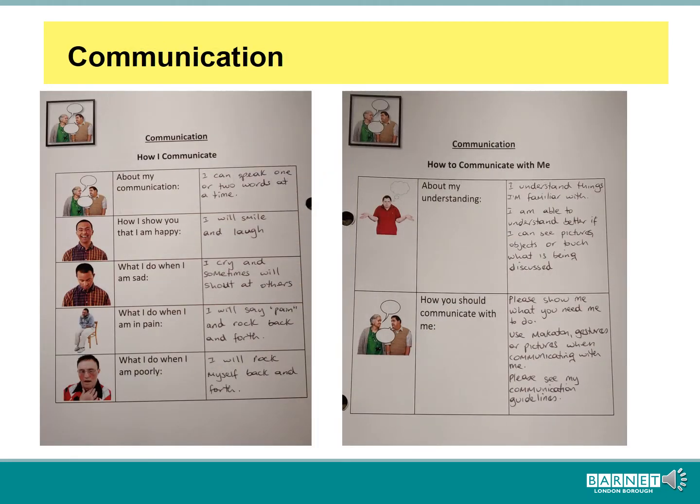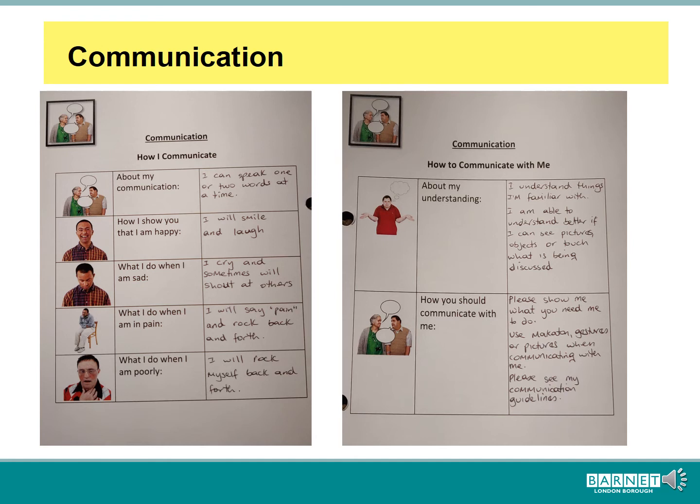So, examples that I've placed in here for communication. The first page is how I communicate. I've filled it in for an individual. About my communication, you could write, I can speak one or two words at a time. How I show you that I'm happy: I will laugh and smile. Another one could be when the person's sad. It could be the case where I cry and sometimes will shout at others.